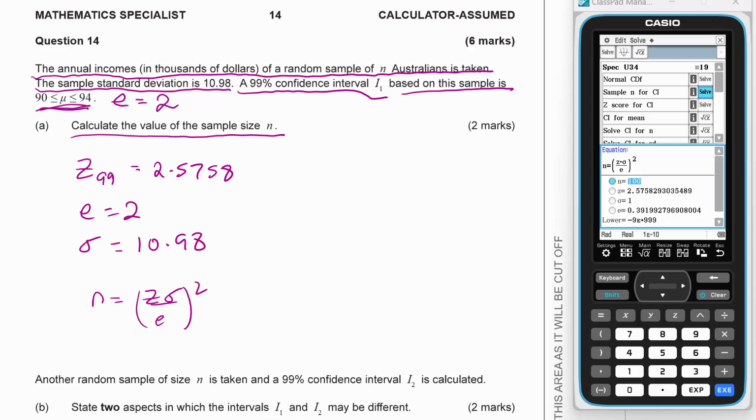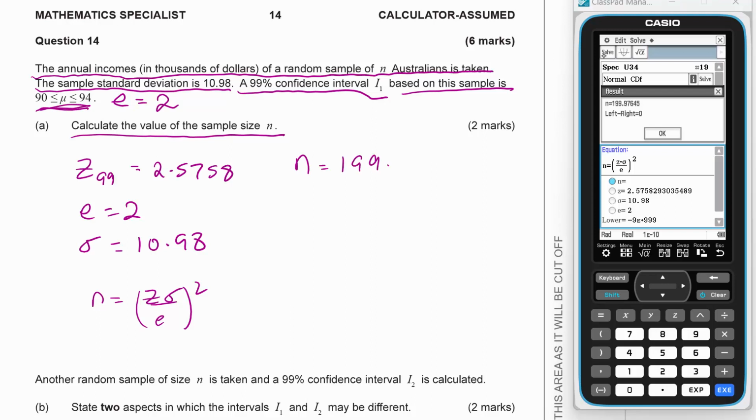Substitute in our values, as we're finding N. We've got the Z score in there, the sigma is 10.98 and E was equal to 2. We solve and we get 199.976. It's a situation where we always round up, so we'd say N is equal to 200.